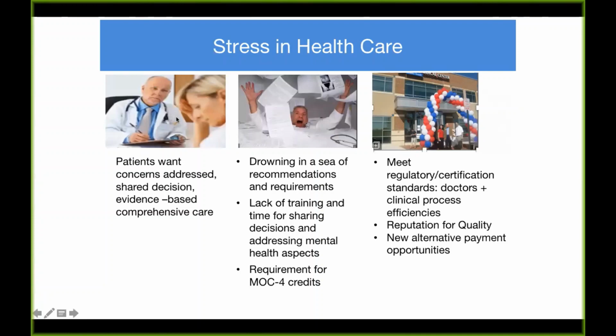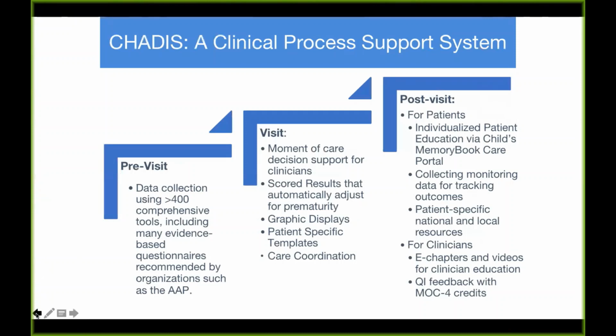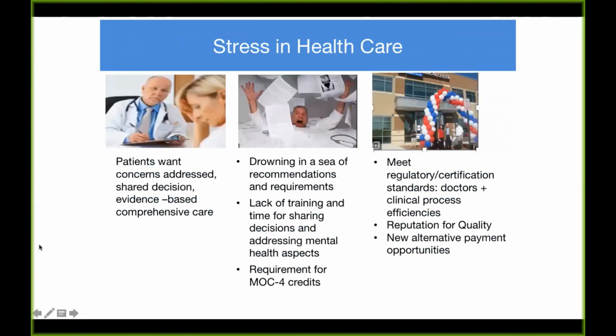But here we are in the middle of this picture, drowning in a sea of recommendations and requirements, often with a lack of training for the kinds of work that we're trying to do, particularly the work related to psychosocial care of entire families. And of course, we also have a need to get our Part 4 maintenance and certification credits. So I have good news for you because we can help you with all of those things. As organizations, we have also got regulatory and certification standards that need to be met while making the practice efficient and have a good reputation for quality, and also dealing with payment, including new alternative payment options.